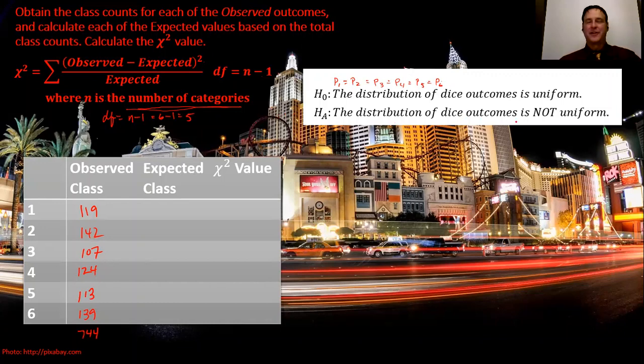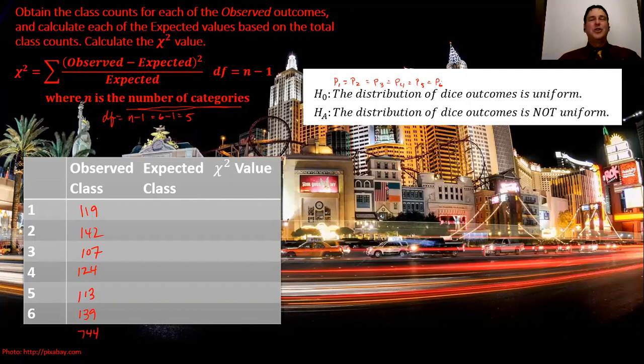The distribution of dice outcomes is not uniform. So in symbols, we can write a null in this way. However, it's not really possible to write an alternative, because all we're trying to show is that at least one of these is a not equal sign. And it's really not possible for me to represent all the possible ways that you could have something not equal, at least one time.